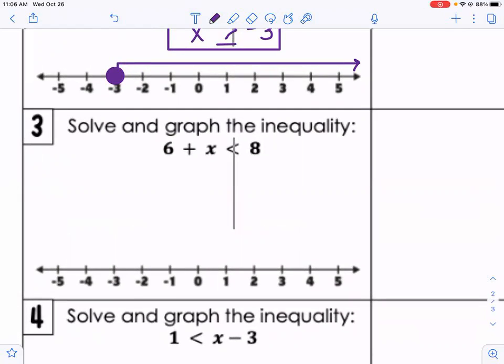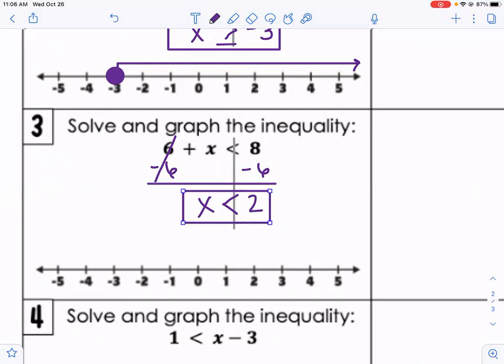Okay, Cordell, what do we do in number 3? We need to minus the 6. Okay, so X is, let's talk about that, it is the less than sign. And what's 8 minus 6? 2. So X is less than 2. Okay, so we have an open circle at 2. And we're going to shade which way? We're going to go to the left. Why are we going to the left?